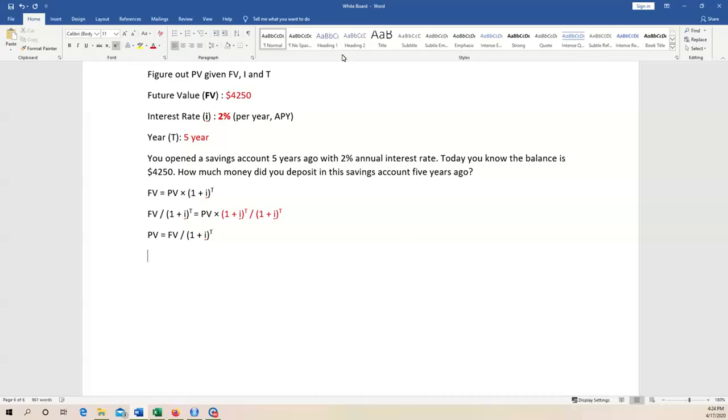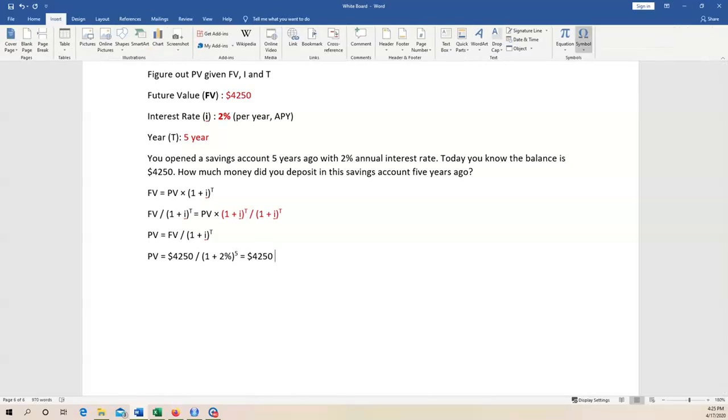Okay. So that means for this particular question here, the present value, how much money you have deposited in the savings account 5 years ago, right? Equals future value. We know future value here, $4,250 divided by, now here, 1 plus, what's the interest rate? 2%. And for how long? You have had this savings account for 5 years. So the time period 5 years ago, so raised to the power 5. Let me convert this into the exponent. So this is equal to, if you are more comfortable with this symbol, what is 1 plus 2%? 1.02, right? Raised to the power 5.